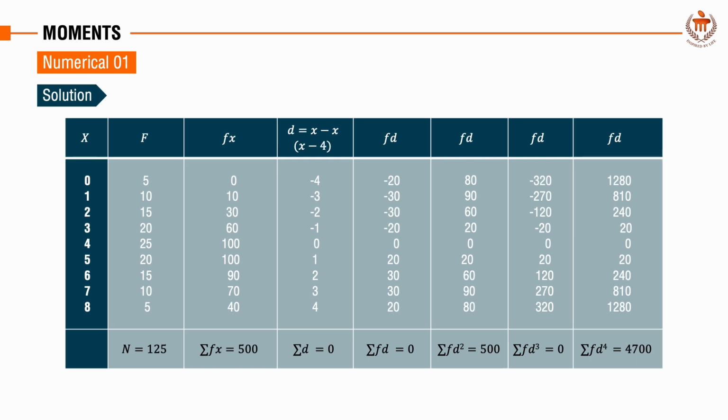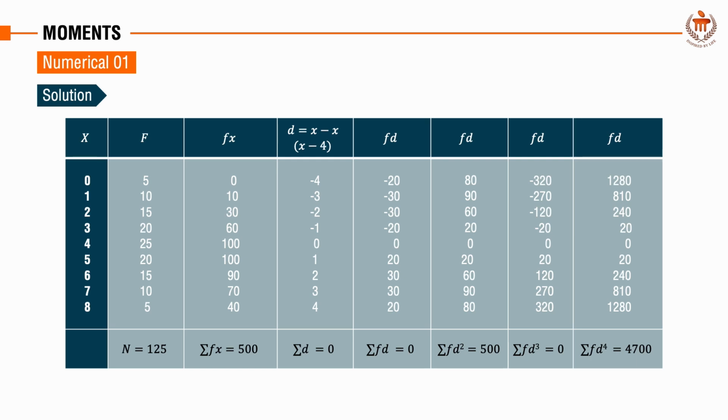Similarly, when we do the sum of that, the sum of f into d to the power 4 is 4700. So the sum of f into d is 0, the sum of f into d square is 500, and the sum of f into d cube is 0.